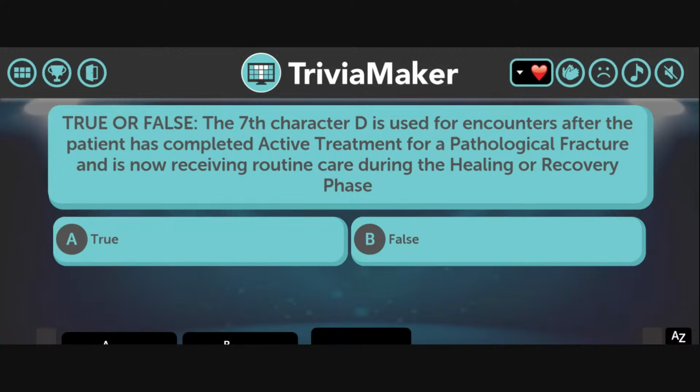All right, I'm getting a lot of amazing responses for this one. So yes, this one is going to be true. That is what that seventh character D is used for. In contrast, you would use the seventh character A for the pathological fracture that indicates if the patient is receiving active treatment for the fracture. So active treatment, you would use the seventh character A, but since this is the healing or recovery phase, the seventh character is going to be D. So amazing to everyone that got that one correct.